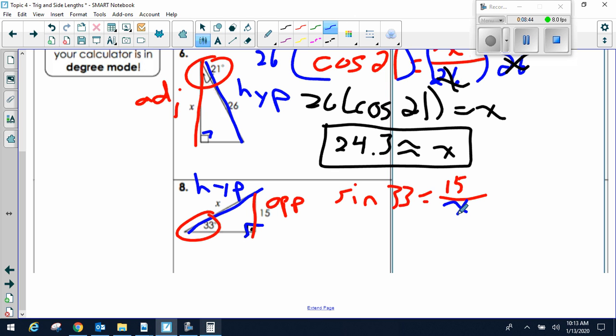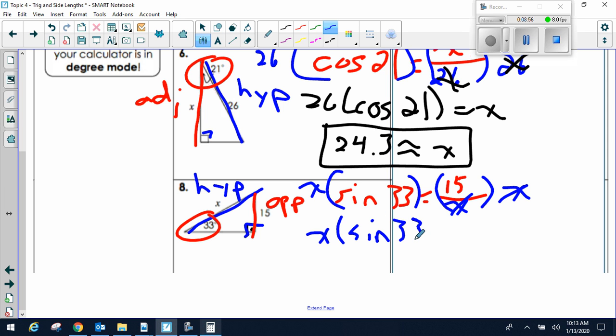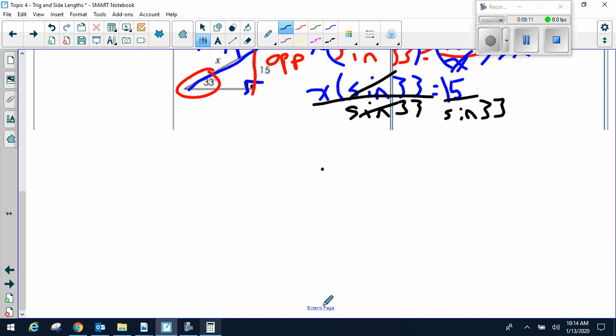So this time the x is in the denominator. When that happens, you're going to have to multiply by x on both sides, just like we did before. So I get x times the sine of 33 equals 15. Well, the sine of 33 is just a number. To get rid of a number when it's being multiplied to another one, you're going to have to divide. So what you get is you get x equals 15 over the sine of 33.